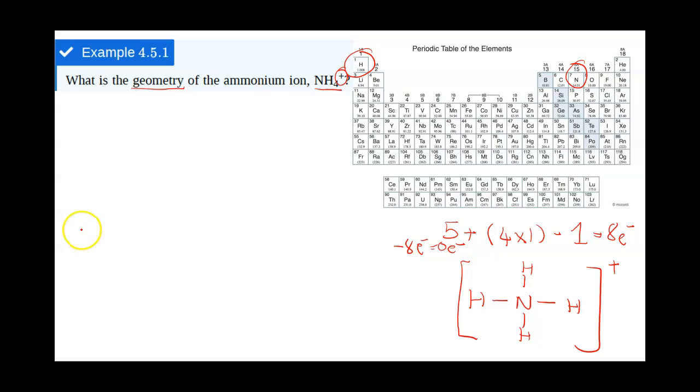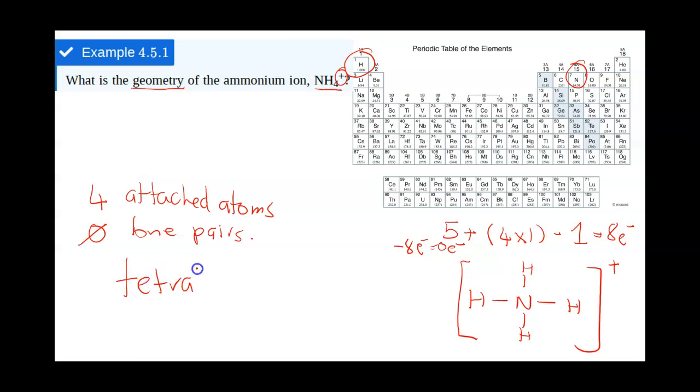So now I have to add up the number of things that are attached to my central atom. So I have 4 attached atoms, and I have 0 lone pairs. So consulting my table tells me that this is the tetrahedral geometry, and the bond angle will be exactly 109 degrees.